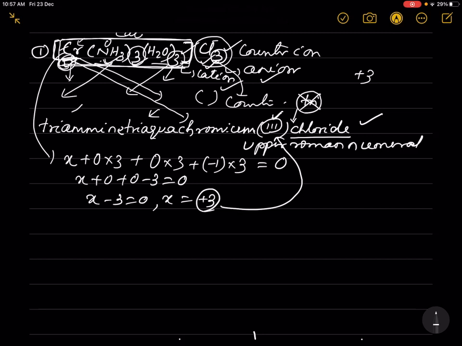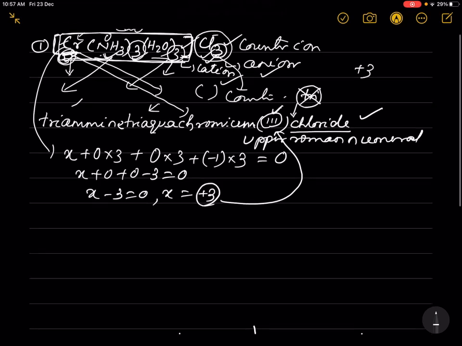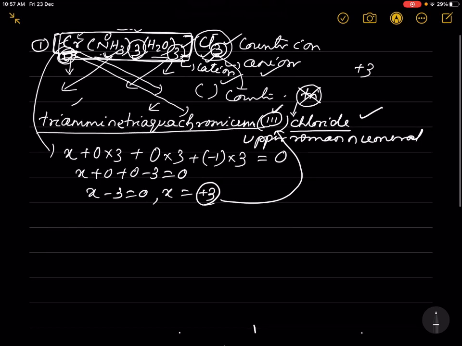So for plus 3, you should write upper Roman numeral III. So triamminetriaquachromium(III) chloride. You see the name is one word, and the oxidation number is written as upper Roman numeral. It is written after the central atom in bracket, or you can say parenthesis, then chloride. And here there are 3 chloride ions as counter ion, but it is written only chloride. No need to write trichloride.